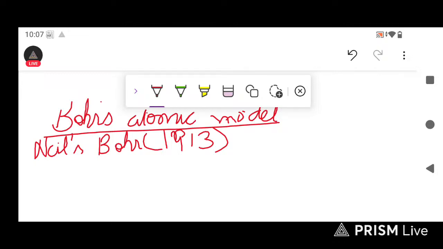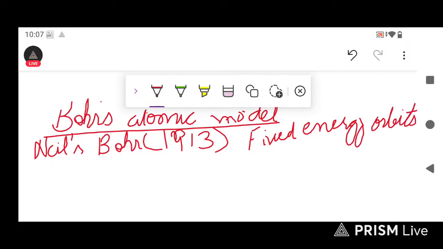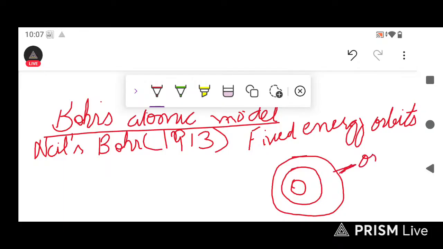What did he discover? He talked about fixed energy orbits. I will show you this through a diagram. This is a nucleus, and these are the orbits or shells. Here are the protons and neutrons inside the nucleus.